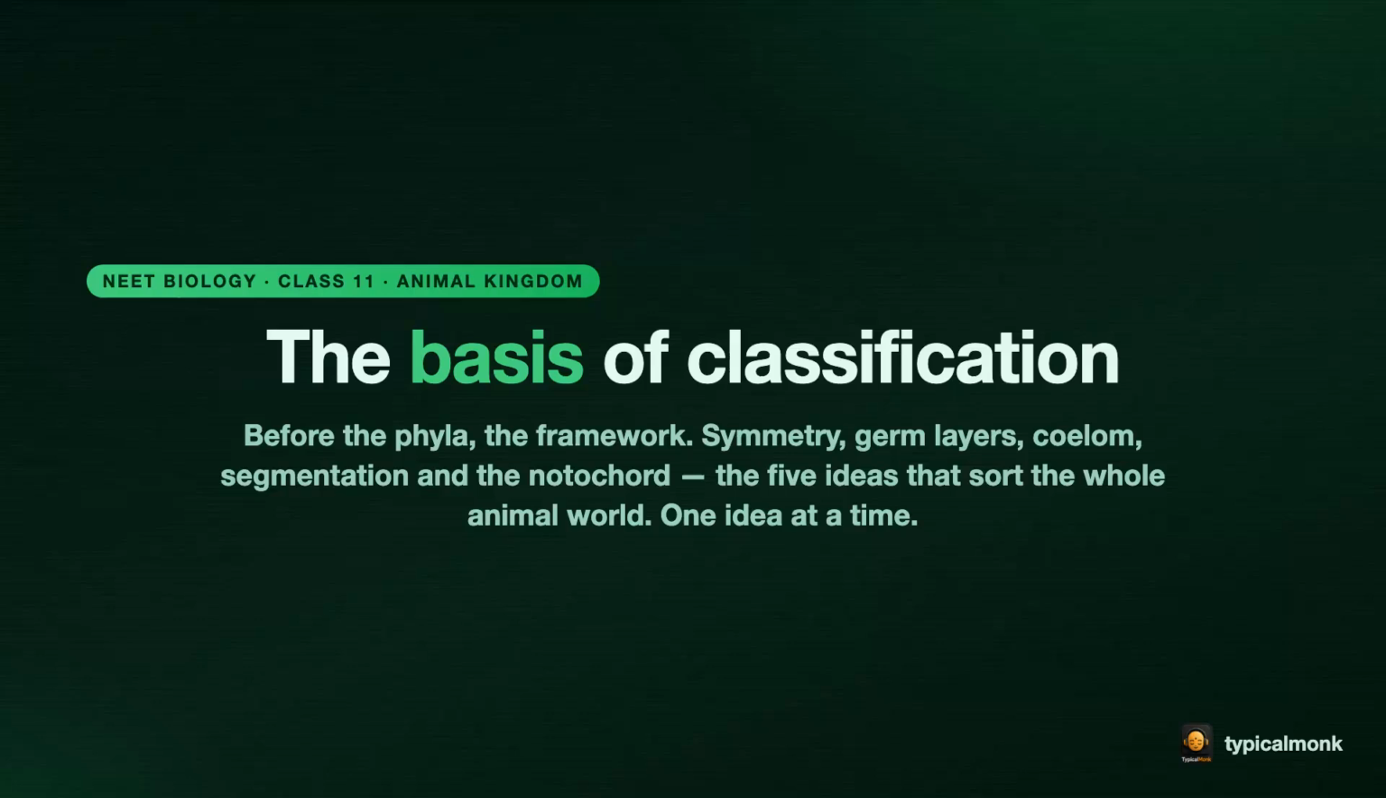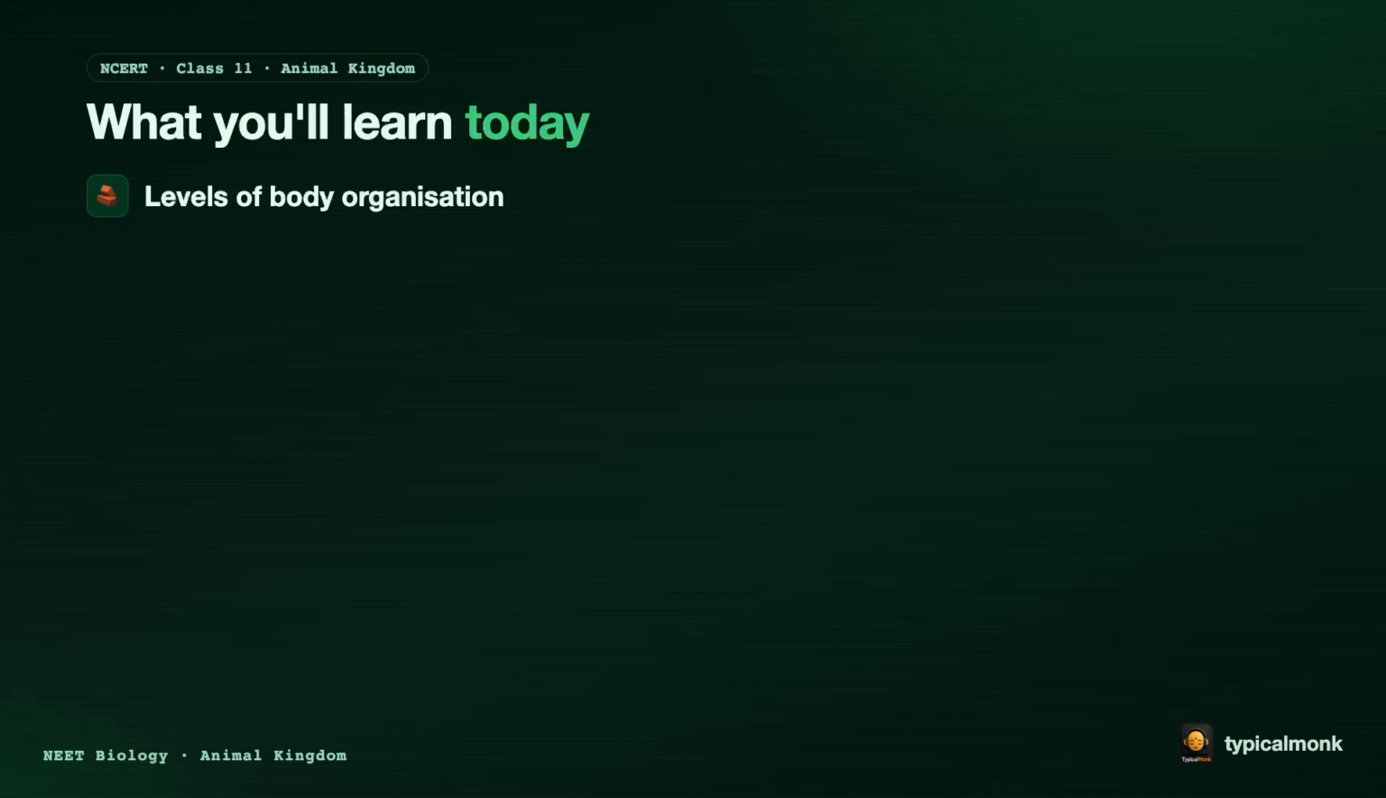Before we start the animal kingdom, we need one framework: symmetry, germ layers, coelom, segmentation, and the notochord. These 5 ideas sort the entire animal world, one idea at a time. Here is today's path: 5 milestones.